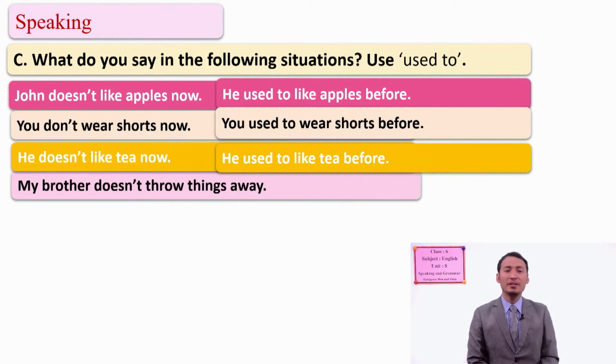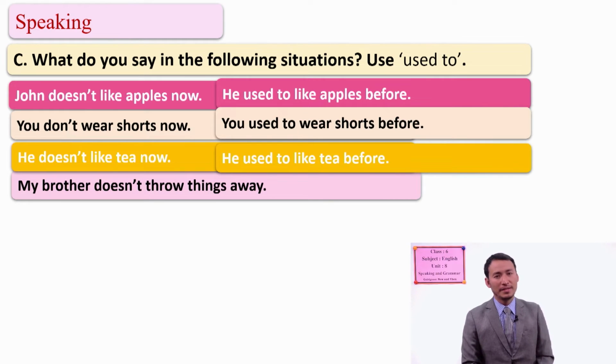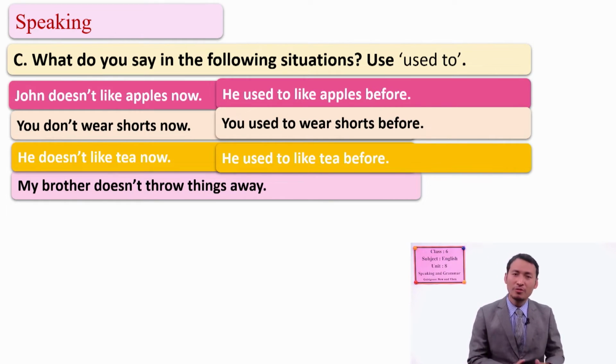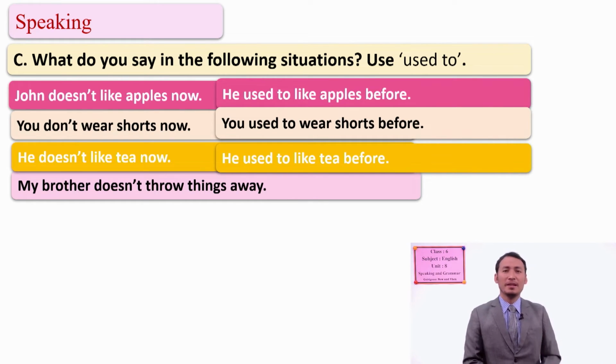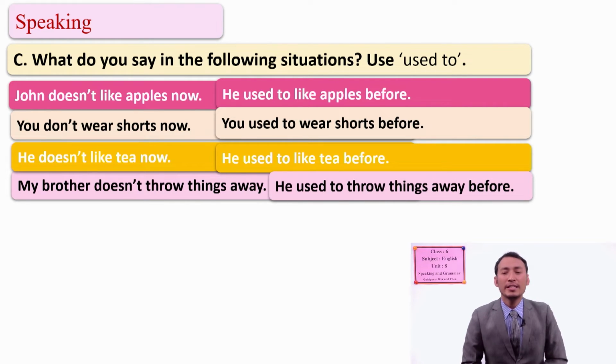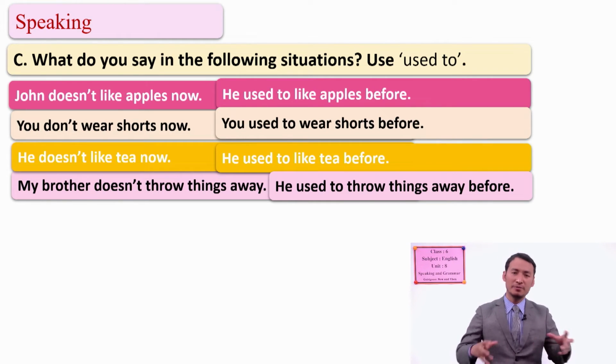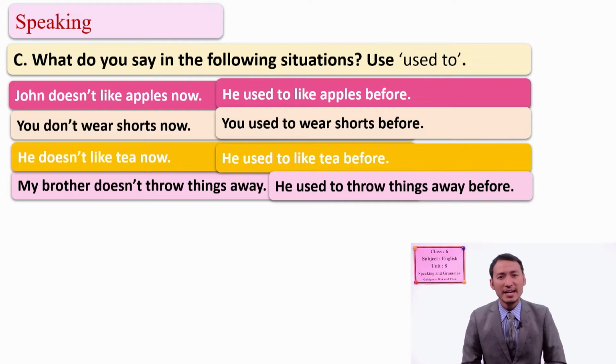Another one is my brother doesn't throw things away. Now, my brother doesn't throw things away means he threw things in the past. Your little brother might have thrown some things around him in the past. So you can say he used to throw things away before when he was very young. He used to throw everything he got, like dolls, balls, things like your notebooks, your books. Have you experienced that? Yes, right? Your brothers or younger sisters might do that.